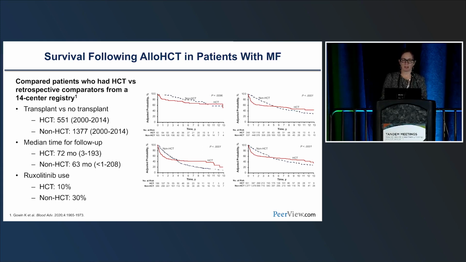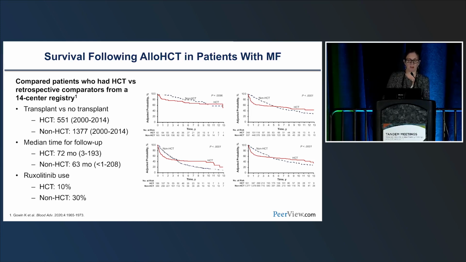There have been a couple of different studies looking at the impact of DIPSS score on transplant. The most recent one was a large registry study that compared patients in the CIBMTR to a retrospective registry from 14 academic centers. This looked at patients who received a transplant or did not. Data was collected between the years 2000 to 2014, and 551 had a transplant and 1,377 did not.